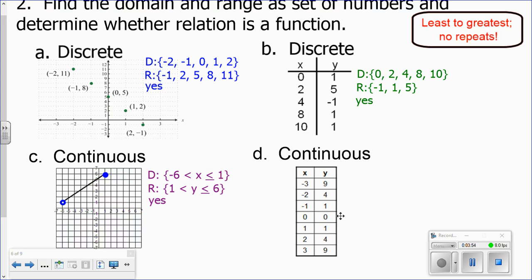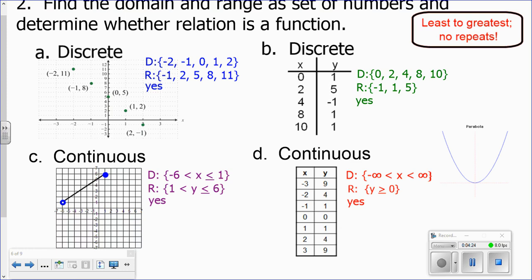This table, it's telling you it's continuous. So if we look at our x values, that means it's going to keep going in both directions. So that's going to be our -infinity to +infinity. The range, can you see that 0's in the middle, and then above and below is 1, above and below is 4, above and below is 9? That means it's a parabola. So our domain is all real numbers, or -infinity to +infinity, and our range is anything greater than or equal to 0.